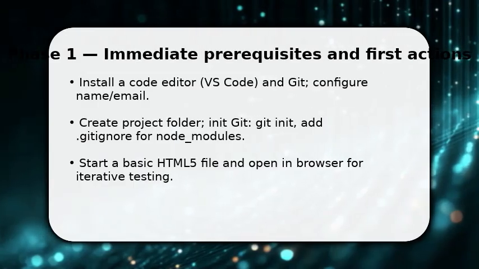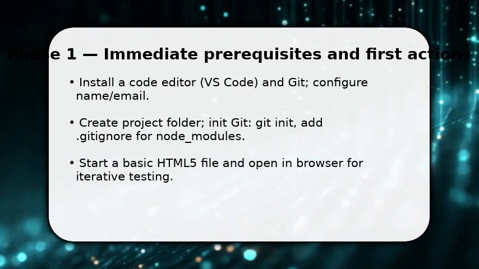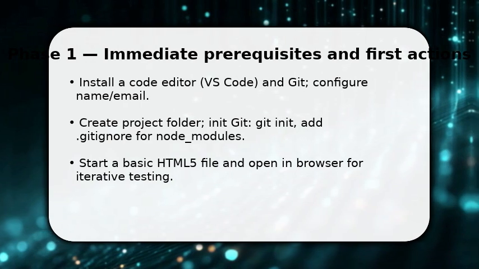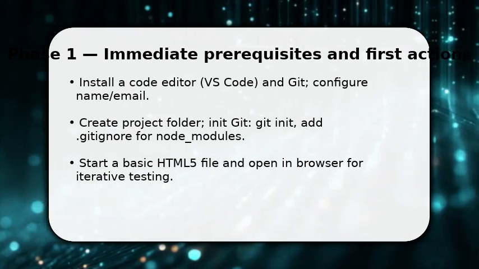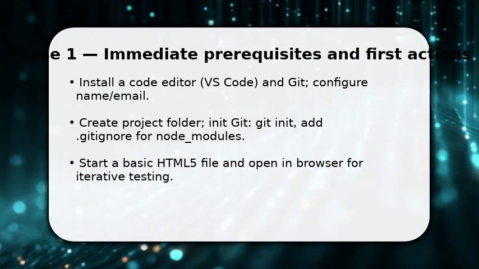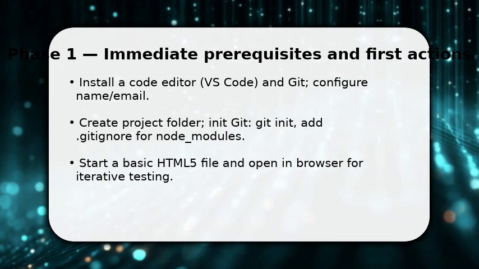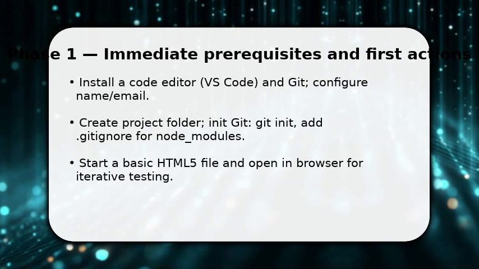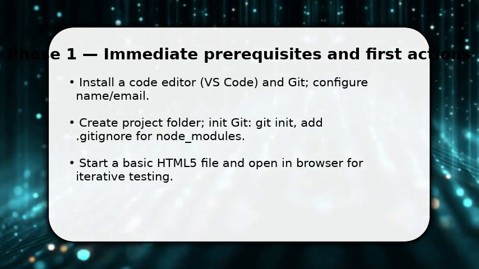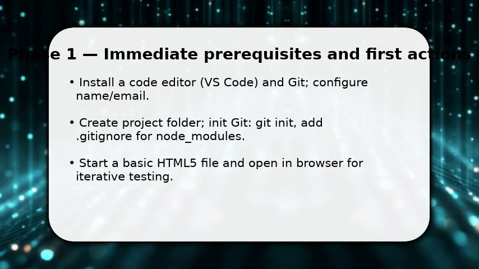You need a minimal toolset now: a code editor, Git, and a browser. First, install VS Code and set Git name and email, then create a project folder and run Git in it. Once done, add a gitignore for node modules and create index.html using HTML5 boilerplate. Make sure to open that file in your browser and refresh as you edit. This immediate feedback loop teaches structure and layout fast, so you learn by doing rather than just reading.